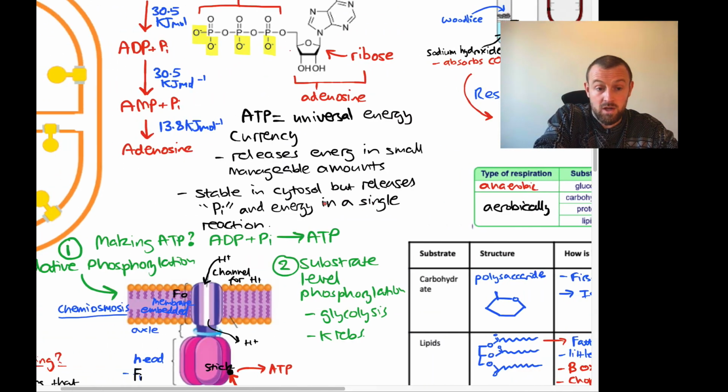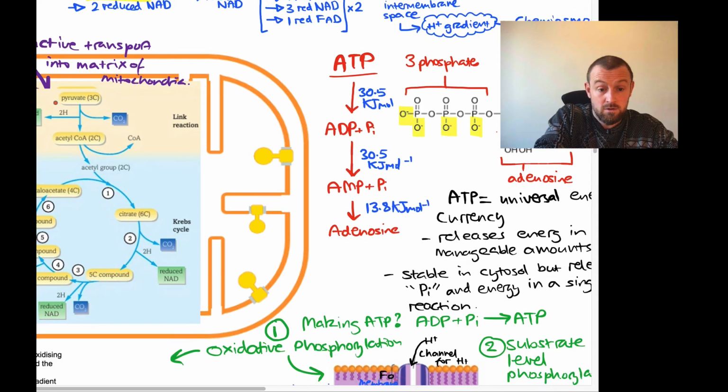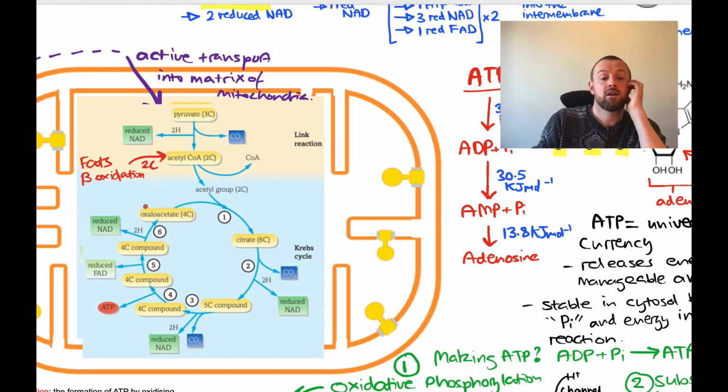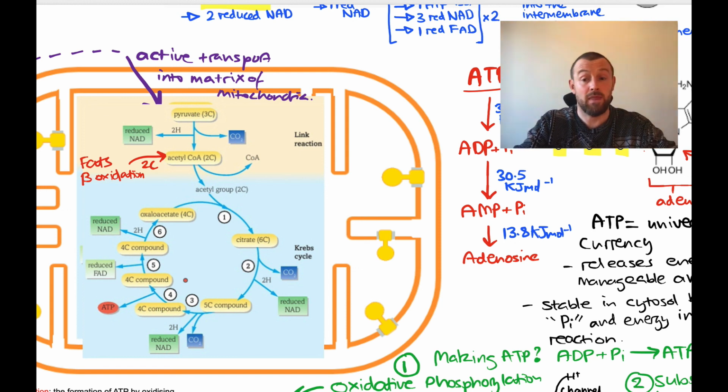So we could kind of put it into here. We could also add it in if you want to. You could put fats, beta oxidation, and then we feed 2 carbon chunks into acetyl-CoA, and then they go around the Krebs cycle and are respired that way, giving a very high energy yield.